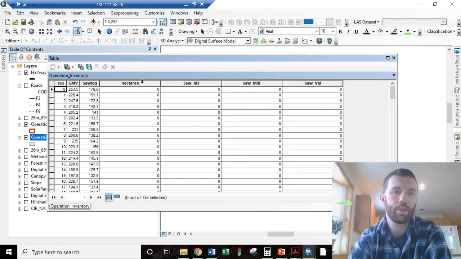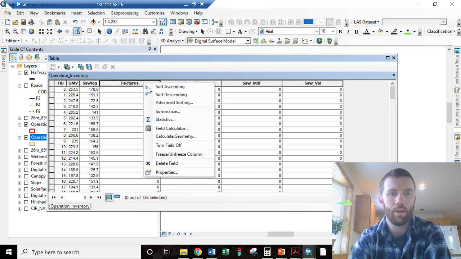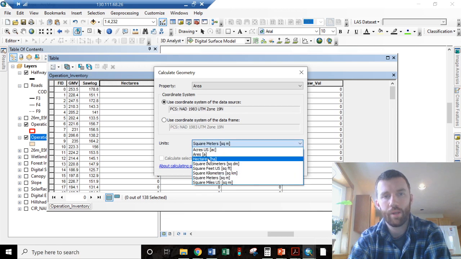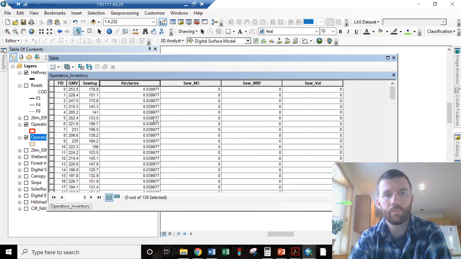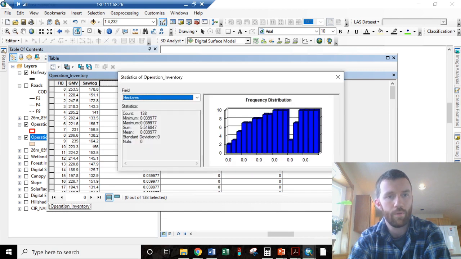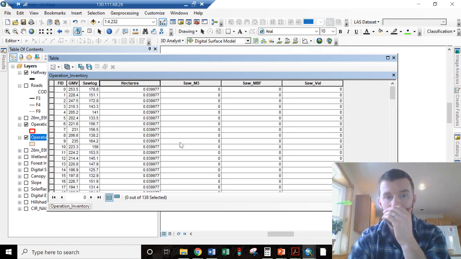So there we go. So to calculate hectares, same as before, right click on hectares and calculate geometry. Units, hectares, okay. All 0.39977. If you had clipped this layer, some of these would have been different, and that would make this step important. But to confirm we are working with the same area, we can right click and ask for statistics and see that 5.516847, that is exactly the same area as the area of the operational bounds. So that is that. Let's see, do we have any that are different? Nope, we're good to go there.